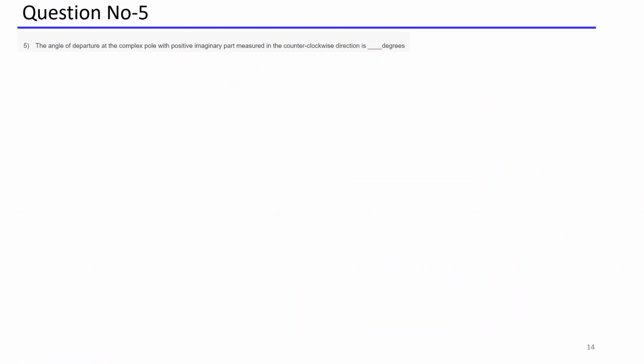Yes, sir. Now, this is the angle of departure and angle of arrival. I think this part is also covered in this week, fifth. So how do you find out the angle of departure and angle of arrival? Can anyone tell me the formula?